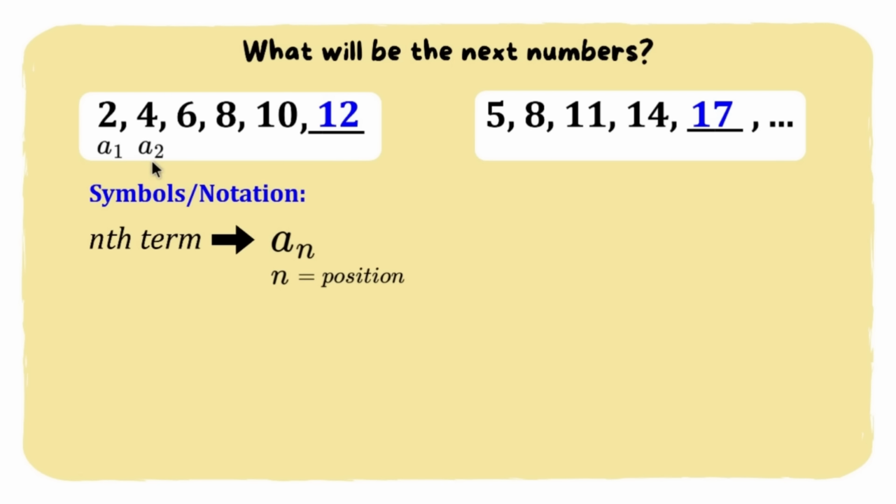Ito na po yung A sub 2. And then we have the third term, which is 6. And then we have the fourth term, which is 8. Fifth term, which is 10. And then yung 12 po is the sixth term. Okay, ito na po yung mga end term natin.